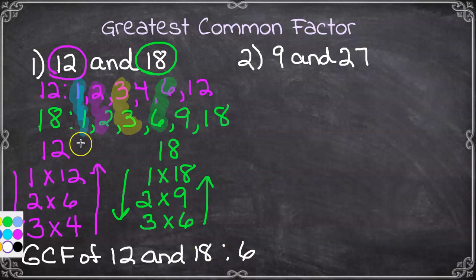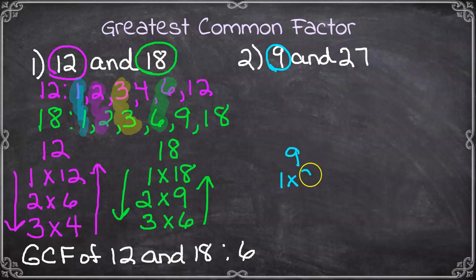Let's try one more together. I'm going to look at the 9 first. So factor pairs for 9 are 1 times 9. And then the only other one, it's not an even number, so 2 won't go. 3 times 3 is the other one. And we have to stop there because there are no numbers between 3 and 3. All right, let's look at the 27.